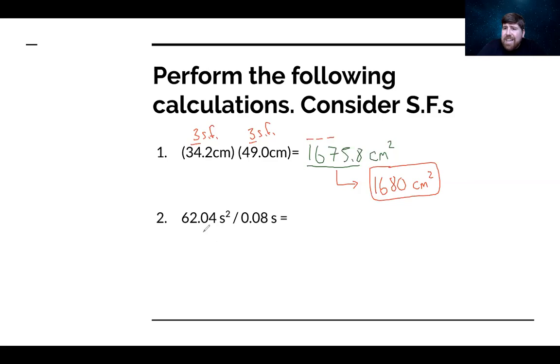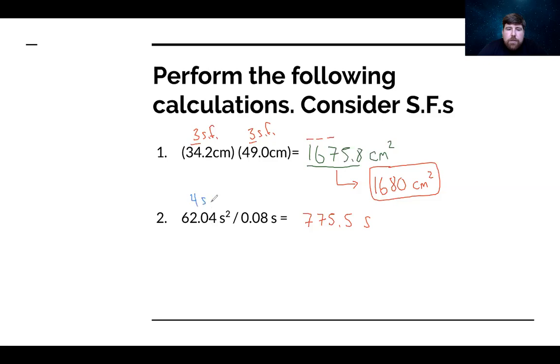So I'm going to go ahead and do this again with this calculation down below with division. Now, like I said, I always like to go ahead and type in the multiplication or division completely into my calculator and get a final answer. So I get 62.04 seconds squared divided by 0.08 seconds. And it looks like I get out of my calculator 775.5 seconds.